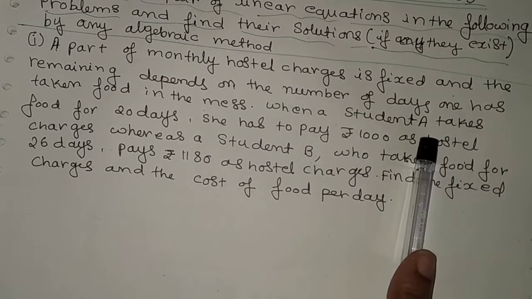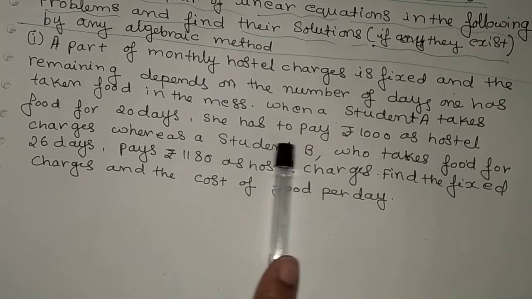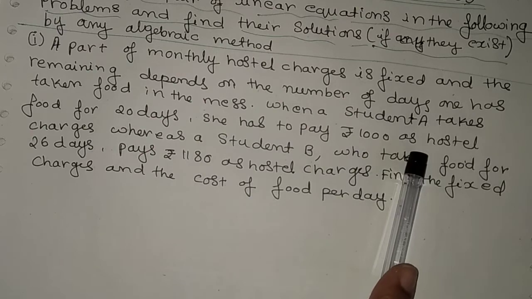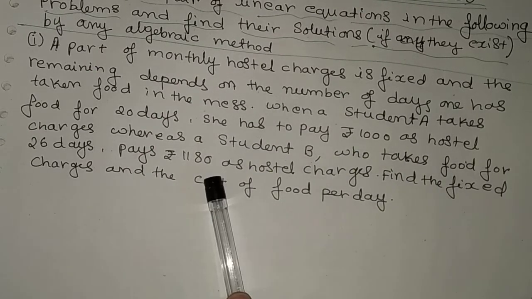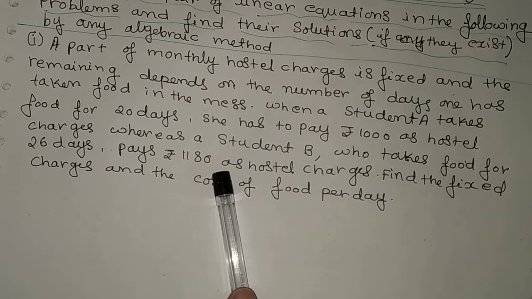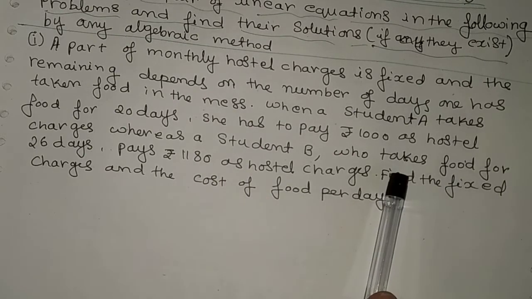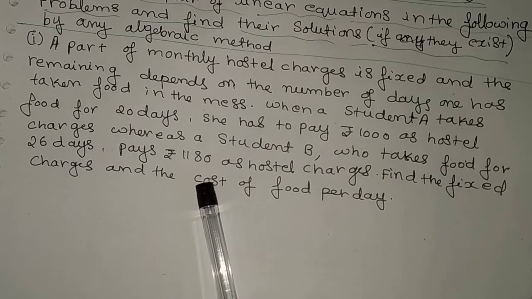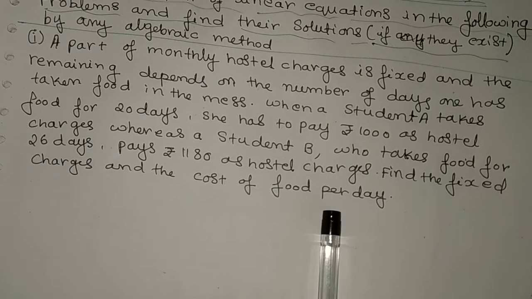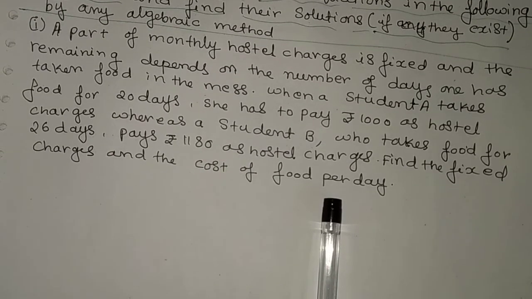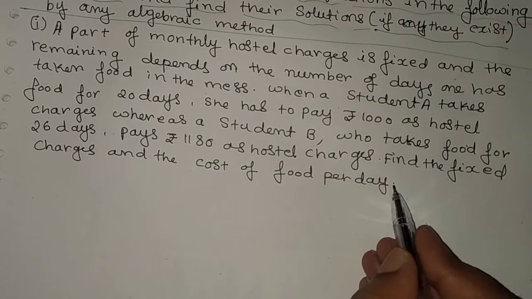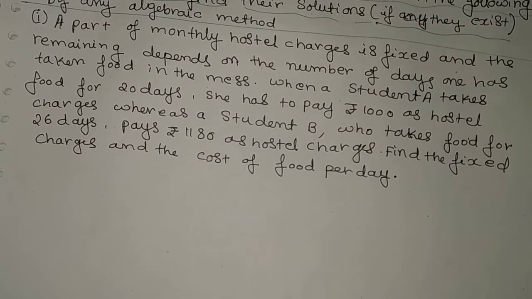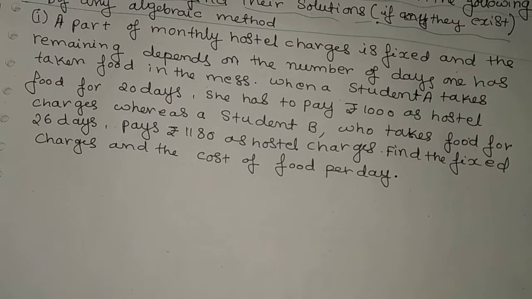So when a student A takes the food for 20 days, she has to pay rupees 1000 as the hostel charges, whereas the student B who takes food for 26 days pays 1180 as the hostel charges. Find the fixed charges and the cost of the food per day. So a fixed charge will be there in the hostel for the food. And also how much they charge per day, we have to calculate.